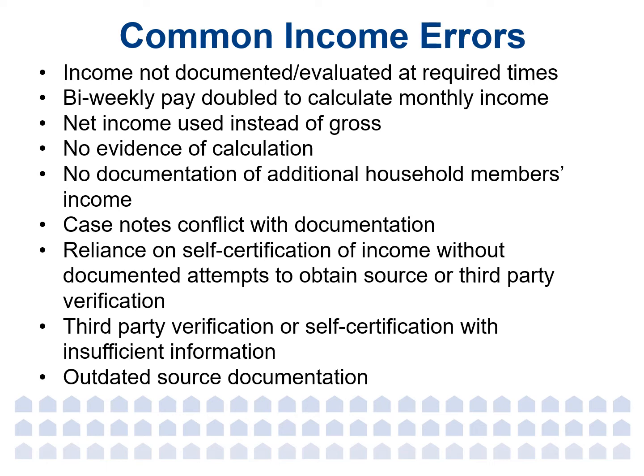We also see reliance on self-certification without any documentation in the file of the attempts made to obtain source documentation or third-party verification. We see third-party verification or self-declaration of income that does not contain sufficient information to calculate monthly income. And we also see outdated source documentation, such as Social Security letters that are several years old. Of course, this is not an exhaustive list of errors, but these are some of the common errors that we do see.